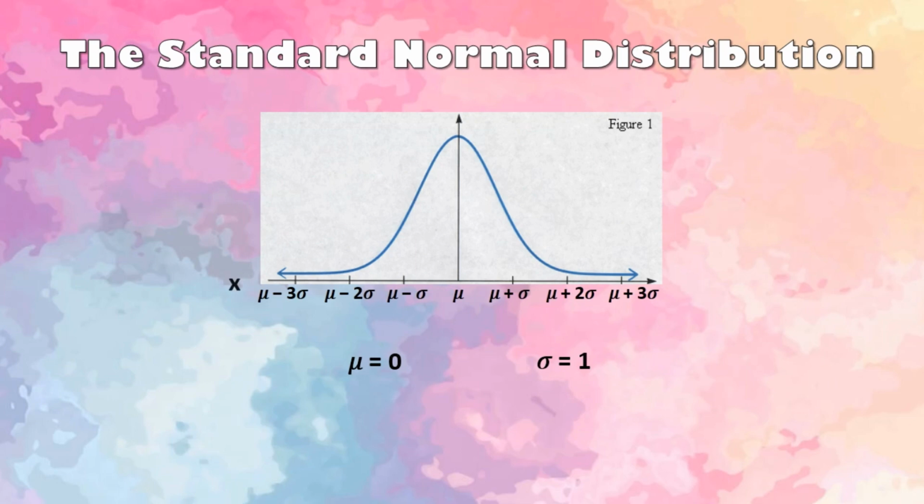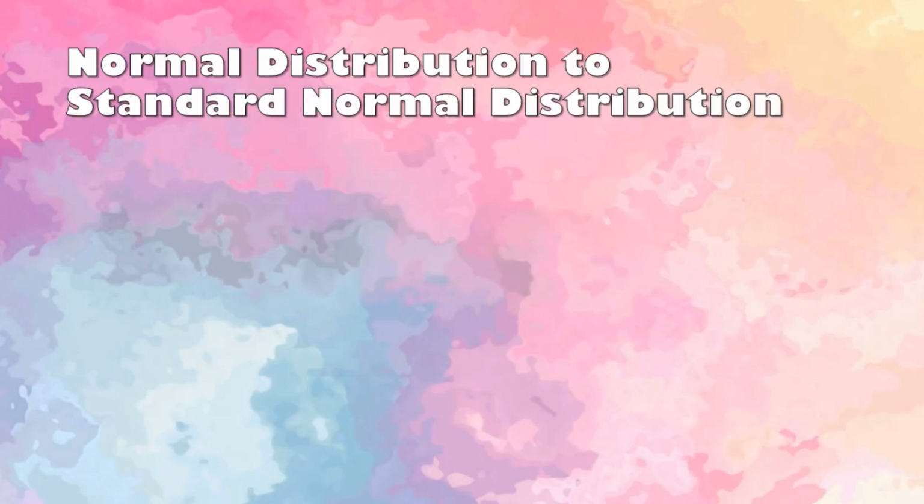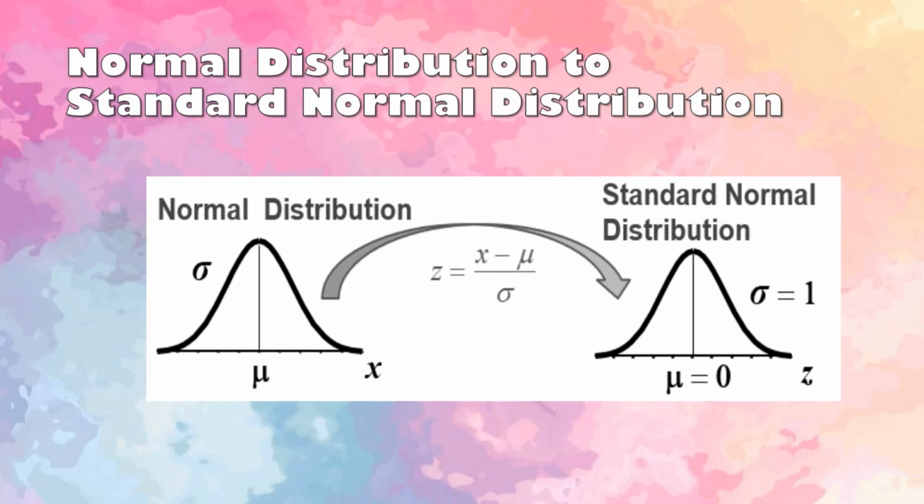Any x value can be transformed into a z-score by using this formula, where z is the z-score, x is the raw score, mu is the population mean, and sigma is the standard deviation. This figure shows the conversion of normal distribution to standard normal distribution. Let's proceed in finding the z-score of the given example.